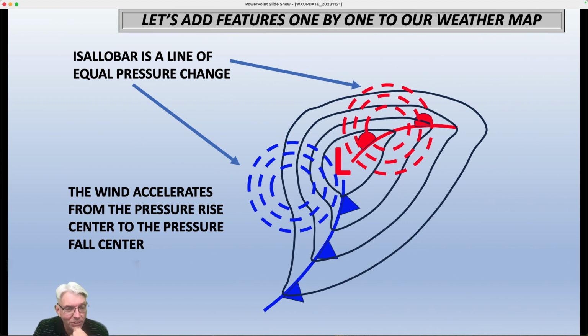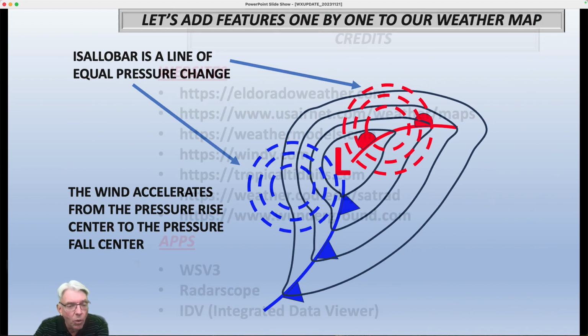Okay, does that make sense? So that is the Isallobaric wind, the wind that accelerates from a pressure rise center to a pressure fall center, and it makes the wind even stronger than it would be with whatever the pressure gradient or the packing of the isobars would suggest.